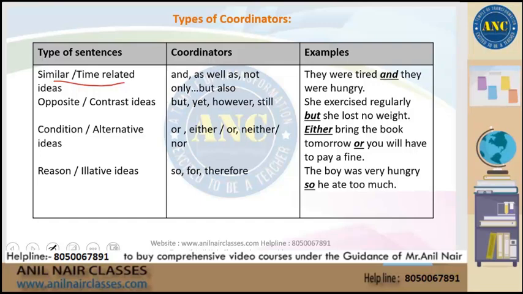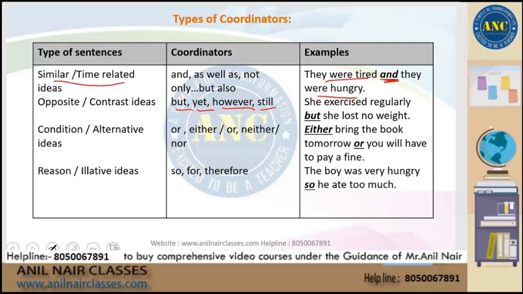Example, they were tired and they were hungry. So this is your coordinating conjunction. Two statements are, they were tired, they were hungry. You're saying they were tired and they were hungry. For opposite or contrasting ideas, your coordinators are but, yet, however, and still.